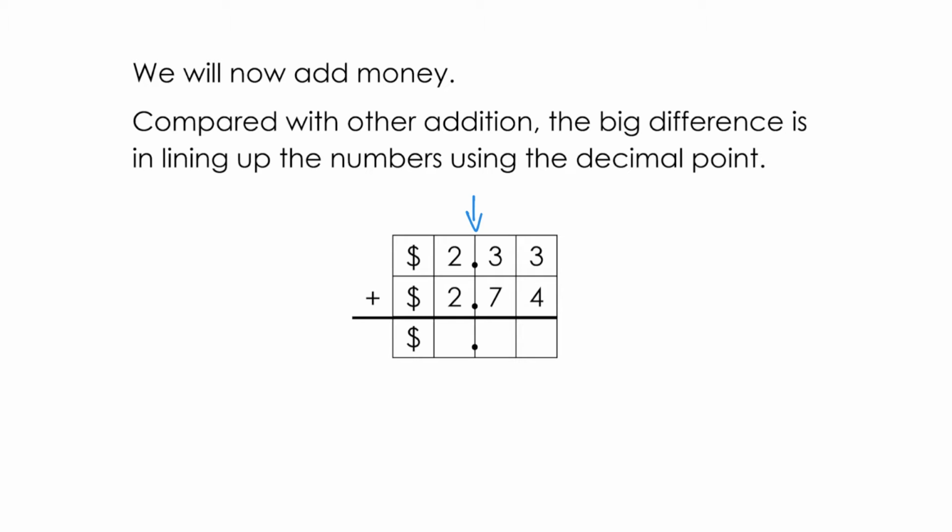So we just simply add these numbers. 4 plus 3 is 7. 7 plus 3 is 10. Carry the 1, it's 5.